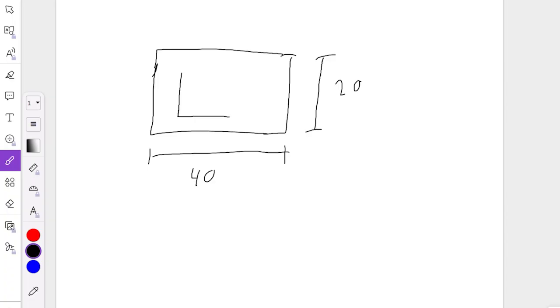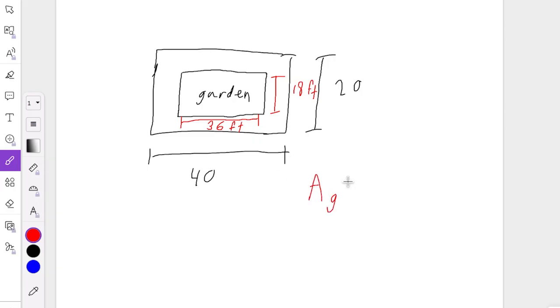I want to find the area of the middle section here in the garden. And so what that means is this distance, because it was 2 feet taken off on each side, it's actually going to be 36 feet for the length. And for the width, it's going to be 20 minus 2, right? Because it was taken 1 foot off of the top and bottom, leaving me with 18 feet for the width. And so if I want the area of just the garden, it's going to be 36 times 18, or following my other formula, that would have been 40 minus 4 times 20 minus 2, which is obviously the same thing.